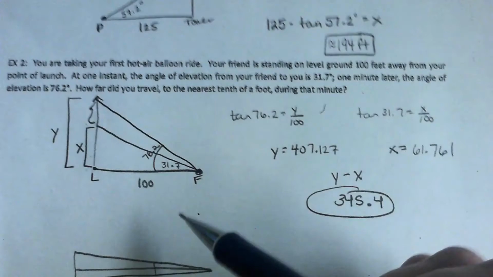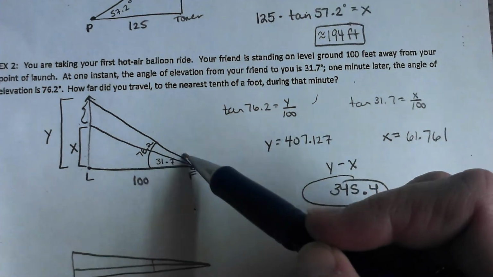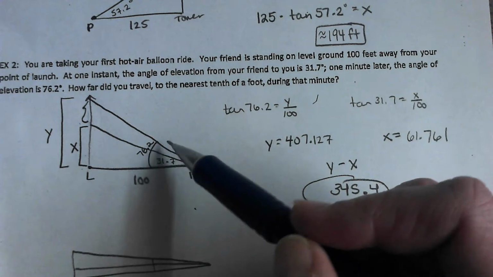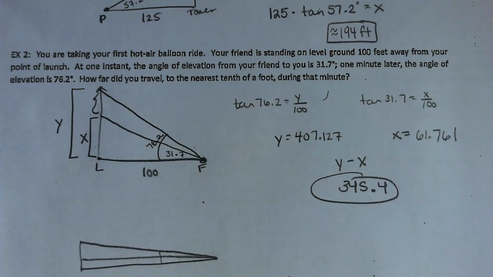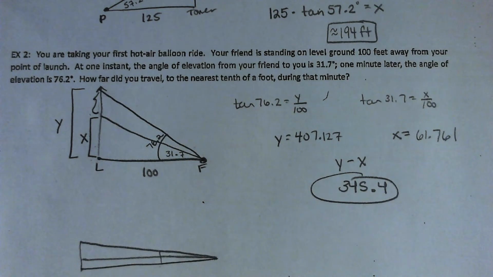The other part that actually does make more sense is I over doubled the angle, 31.7 to 76.2. That more than doubled, but my picture did not really represent that well. So I think my picture is misleading.